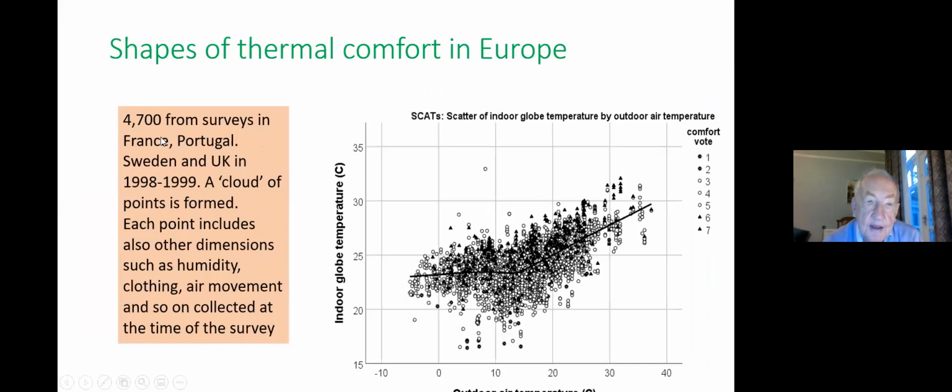The countries that were used in these surveys were France, Portugal, Sweden, the UK, and Greece. I've not put the Greek data in because the Greek surveys were only carried out for part of the year, and I wanted to show what happens over a whole year.